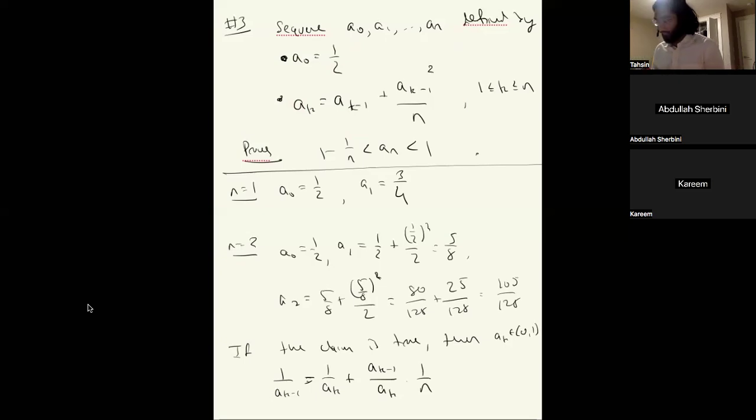So was there any benefit to doing this? I think there is, right? Because now the point is what happens to this guy here. We already know our sequence is increasing, so this guy here is actually bounded by 1. So already this is less than or equal to 1 over AK plus 1 over N.